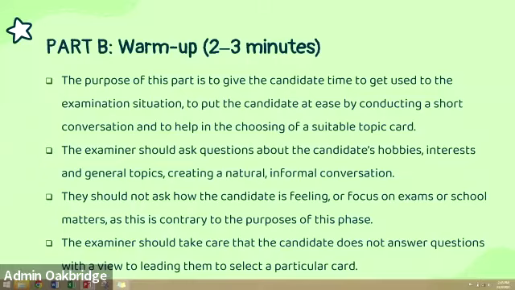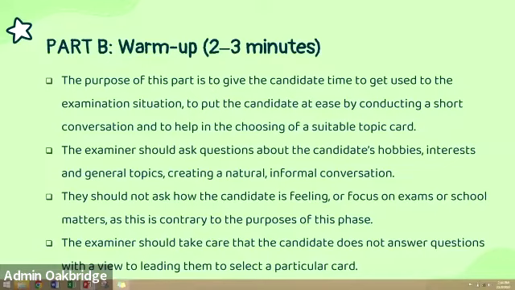Not only that, this is the time where the examiner will choose a suitable topic card based on the conversation that you had with the examiner. The examiner will ask you questions about your hobbies, your interests and general topics, just to create a very natural and informal conversation between you two. They want you to be comfortable when you're talking with them. That is the whole purpose of part B.